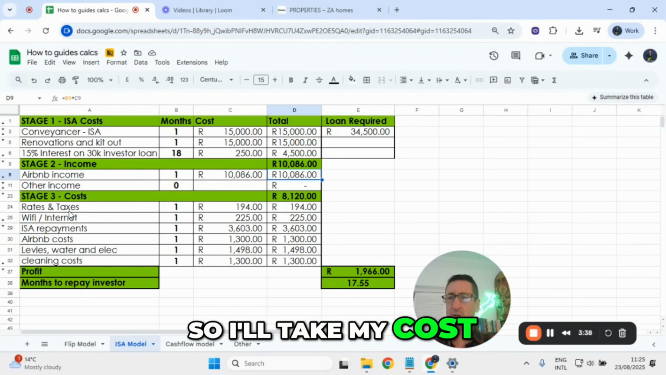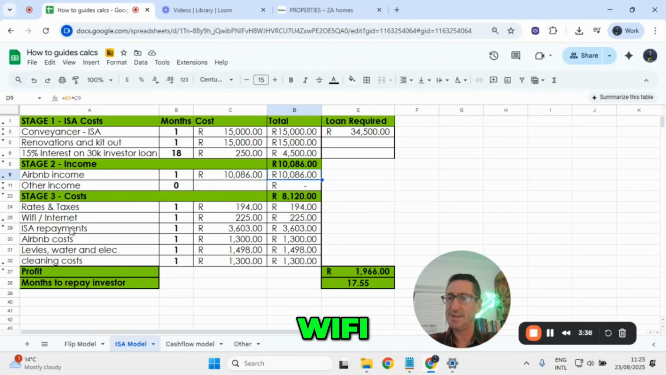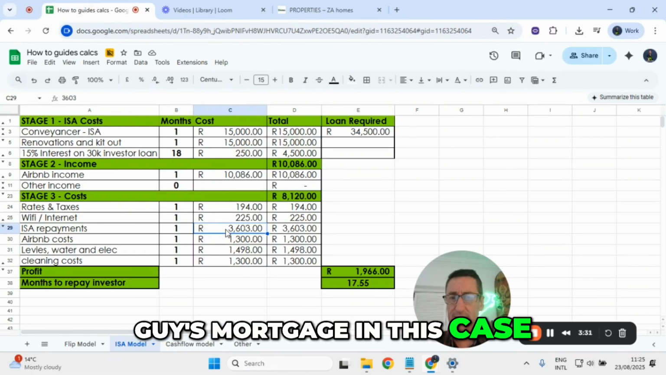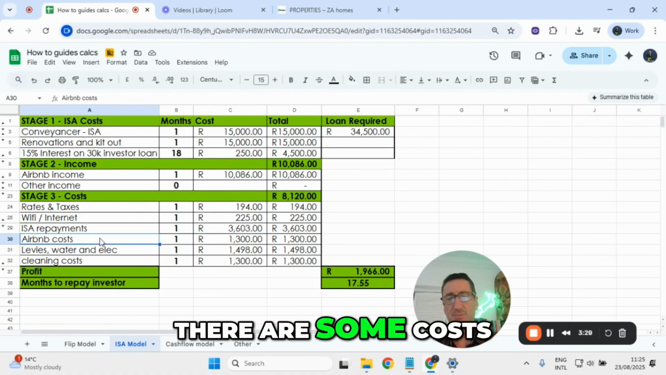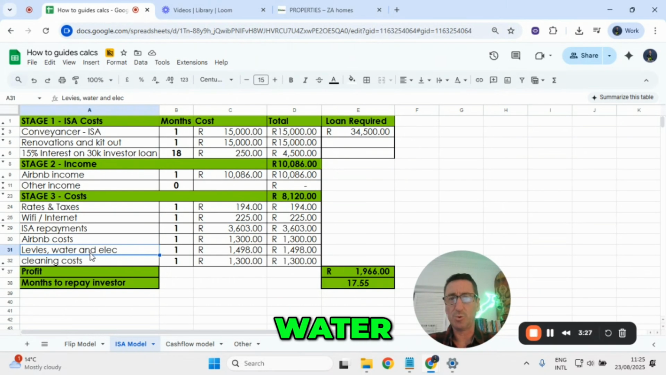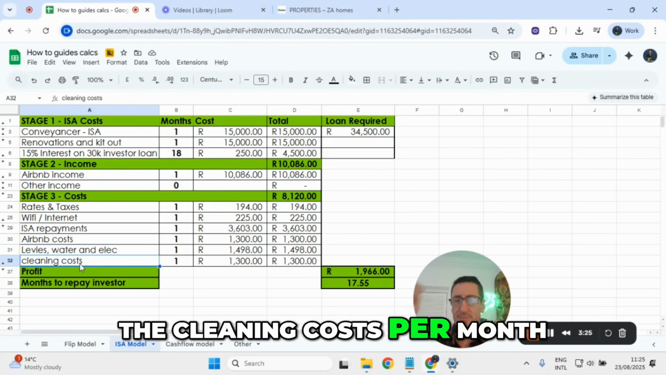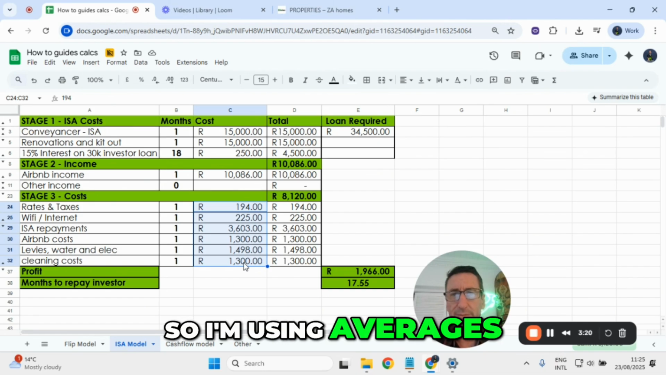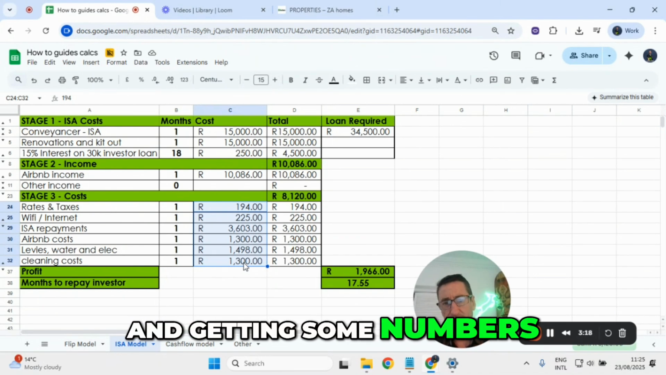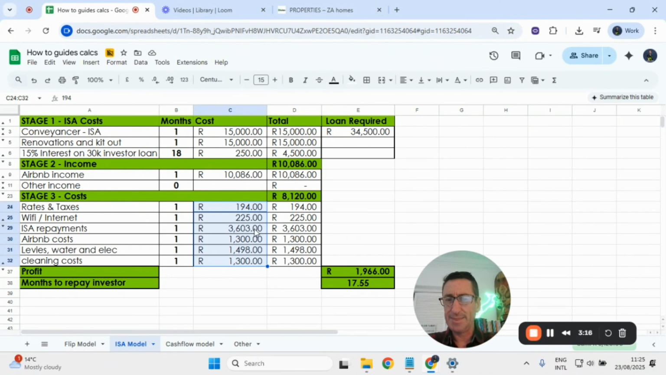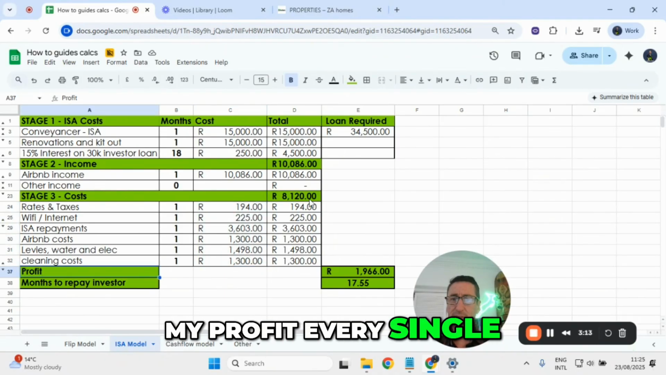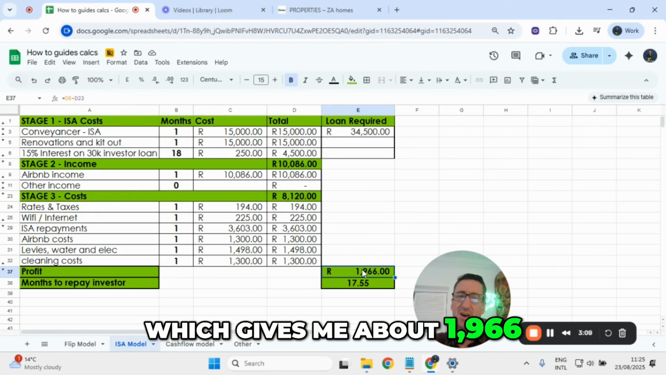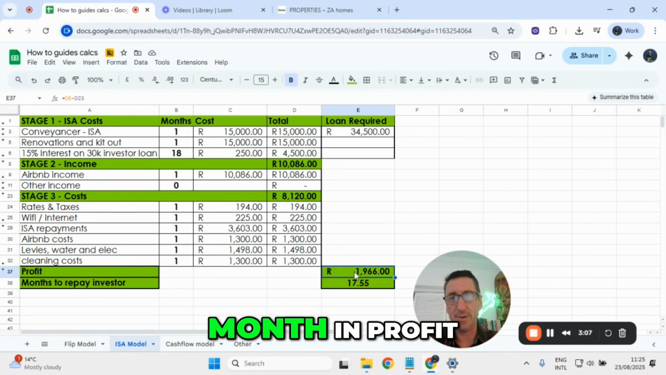I then take my costs, which are rates, taxes, Wi-Fi, installment, the ISA repayments, i.e. we took over the guy's mortgage in this case, now it's 3,600. There are some costs to Airbnb, there's the levies, water and electricity, and then there are the cleaning costs per month. Now again, these will all vary on a monthly basis, so I'm using averages over a 12-month period. That then means that my profit every single month is the income minus the costs, which gives me about 1,966, about 2,000 Rand a month in profit.